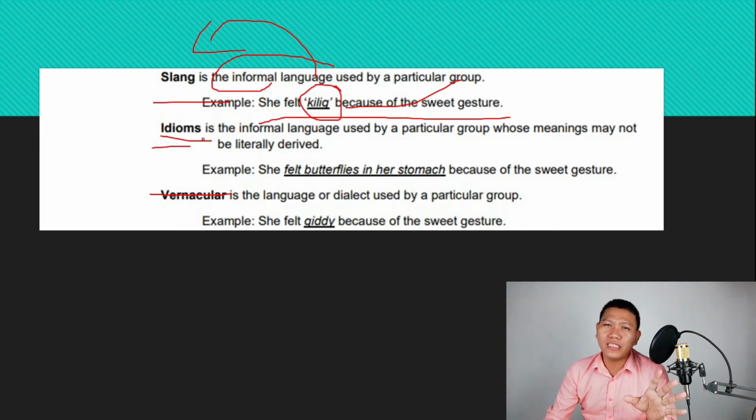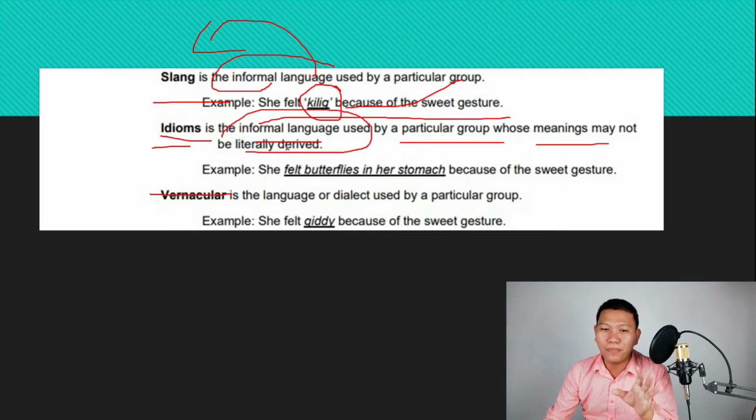And then idioms. Of course, idioms are figurative language. It's figurative language which should not be taken literally. So it has another meaning. An informal language used by a particular group whose meanings may not be literally derived. Example: she felt butterflies in her stomach because of the sweet gesture. You don't think that there are butterflies inside her stomach. That can't be. That cannot happen in real life. It's only figurative language. It means in Tagalog, nagnenervyos siya. Somehow it's related to kinikilig siya. Parang gumagalaw-galaw ang kanyang dibdib. Okay? She felt butterflies in her stomach.